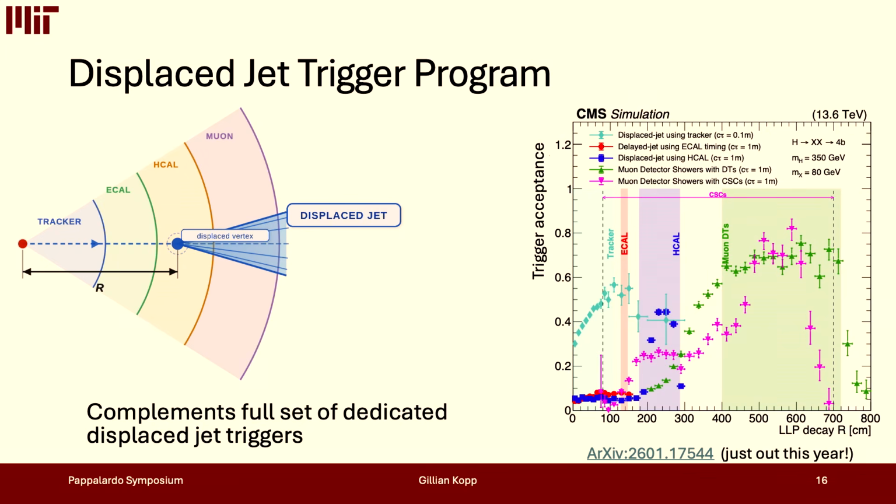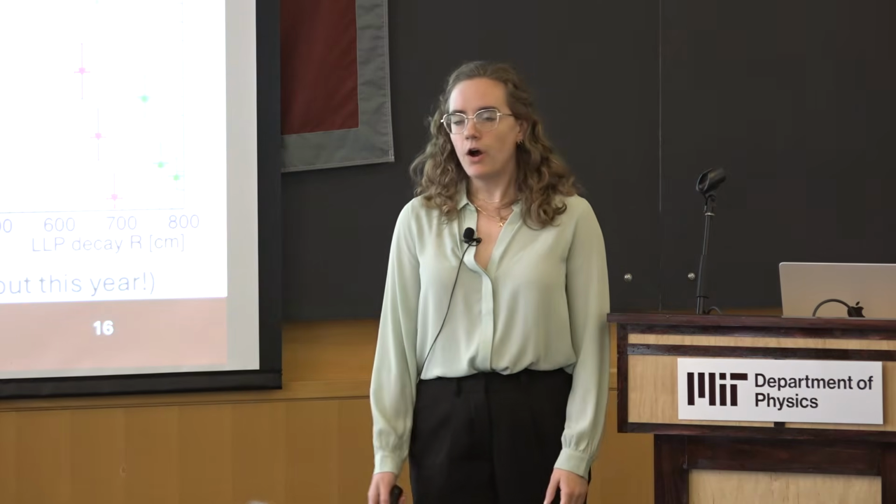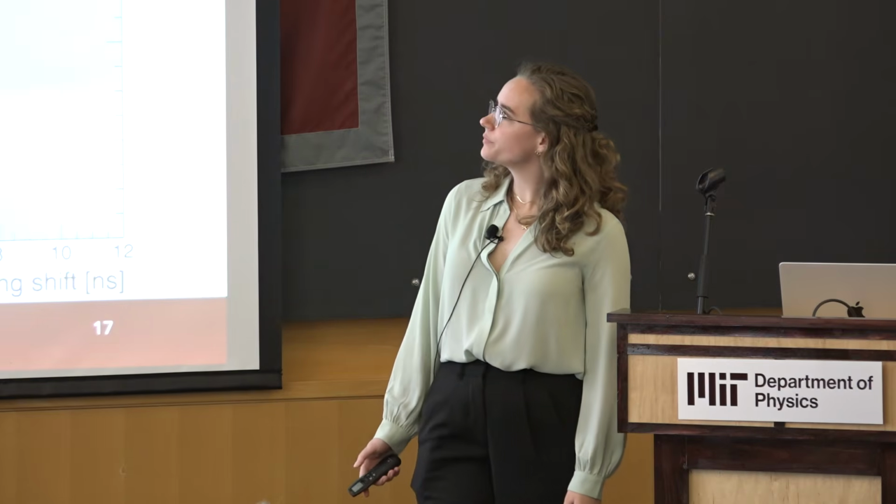So when we put this in combination with all the other triggers that we have, the trigger that I designed is in dark blue here. And you see that it gives us great sensitivity to the sort of mid-lifetime range. But this really complements other triggers that are designed using the tracker all the way out to the muon system. So we have sensitivity for particles decaying between 1 up to 7 meters from our collision point. And this is really nicely highlighted in this paper that came out just earlier this year, showing the performance of our trigger system over the last few years of data taking.